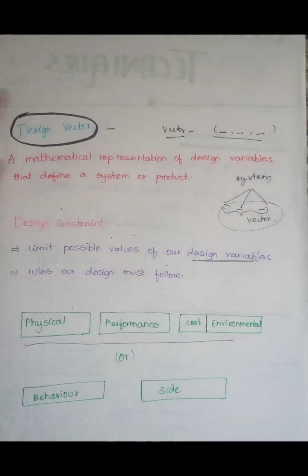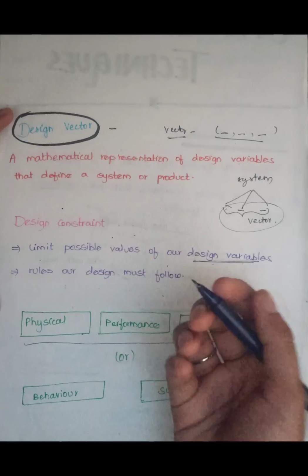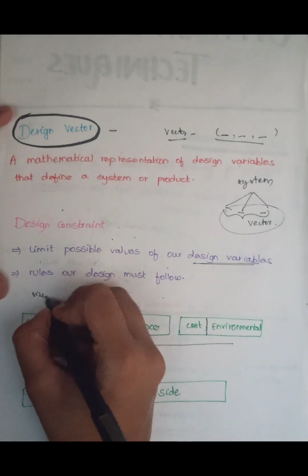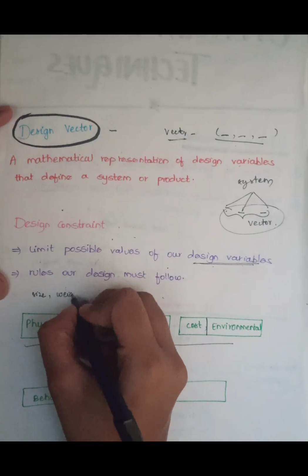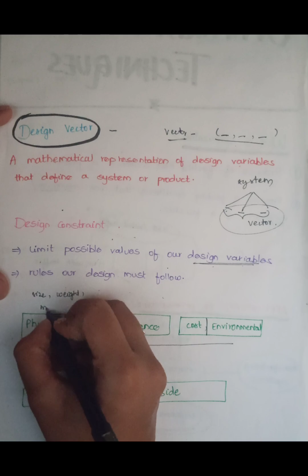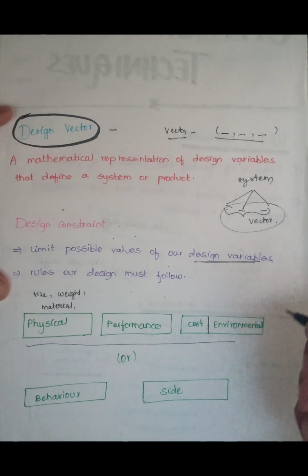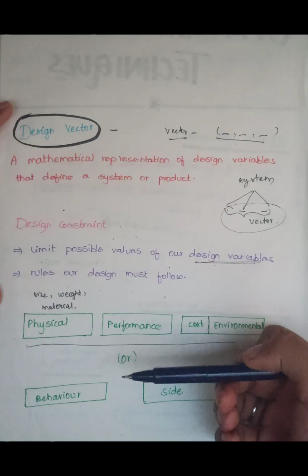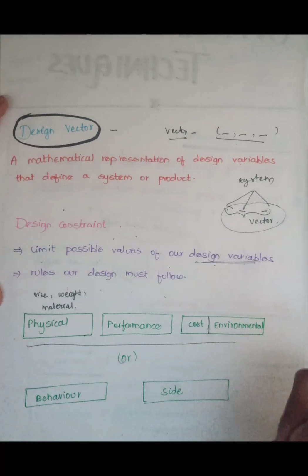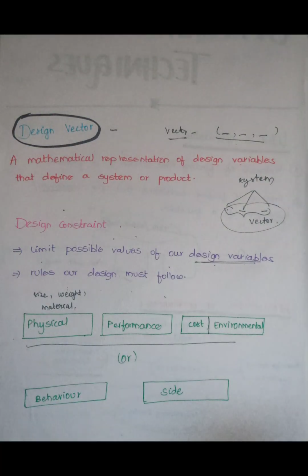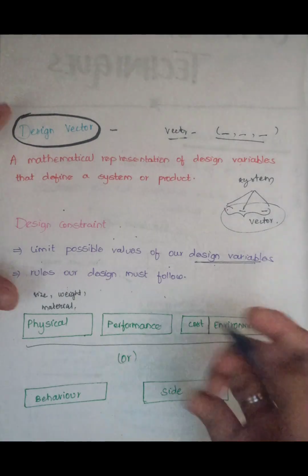So the physical constraints can be defined as the restrictions on the physical dimensions or physical variable types. For example, physical constraints can be examples like size, weight and material. So constraints on any of the variables or design variables in terms of size, weight and material are called physical design constraints. And a performance design constraint is basically on the performance, on the accuracy, on the speed, on the efficiency of the design.